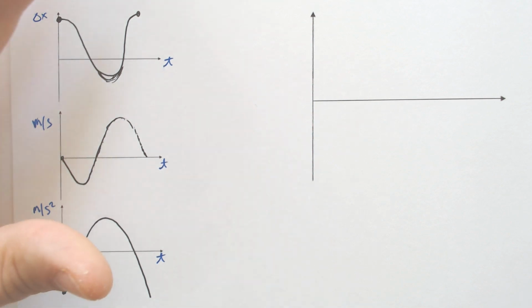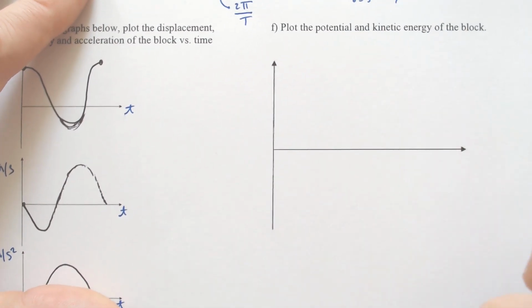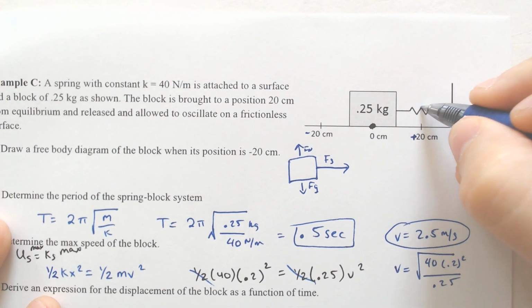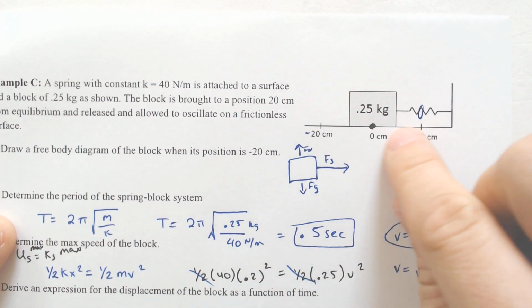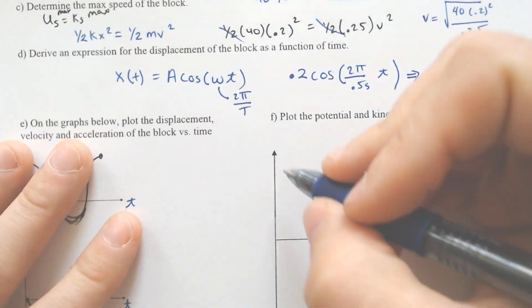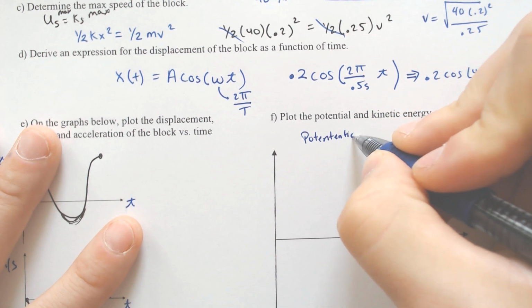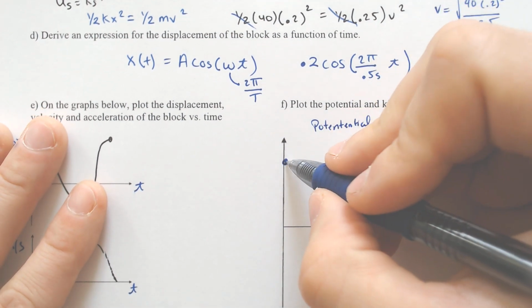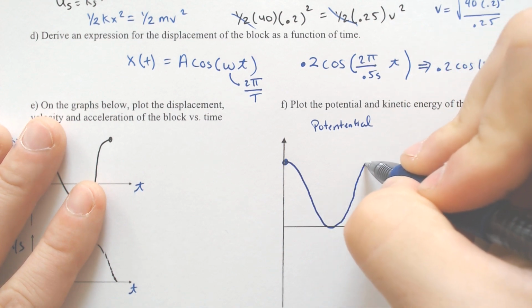All right? Next up, we've got to plot the potential and kinetic energy, and this is going to be the last thing we do on the graph. Well, if you think of it starting on this side right here, all of that energy was stored up and it wants to shoot the other direction, so it's going to start with potential. We're going to do potential in blue. It started up here for potential, and then it kind of does this.